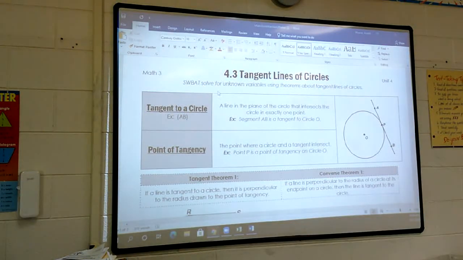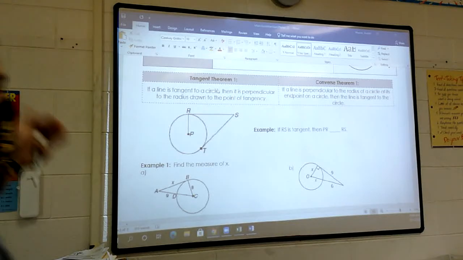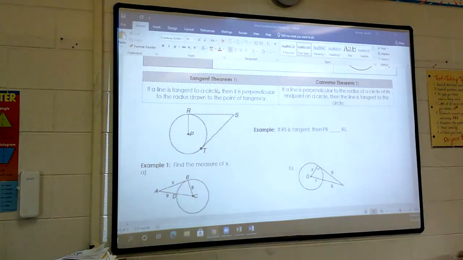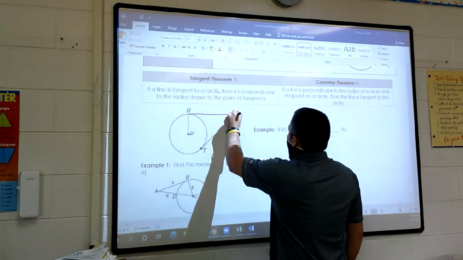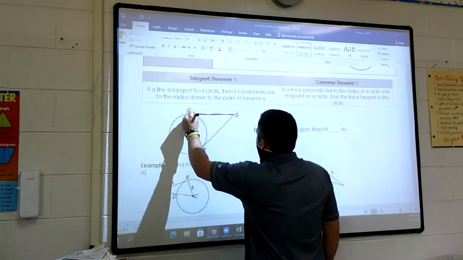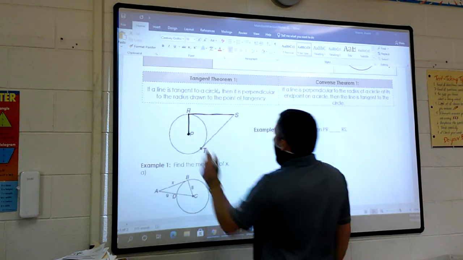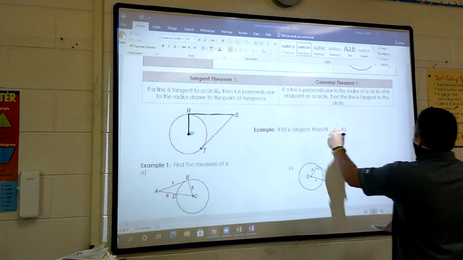As we move down, the first thing we have is a theorem to talk about. A theorem, again, is just something that we know is true, but we're showing how we know it. So if a line is tangent to a circle, then it is perpendicular to the radius. An example of that is right here. The line RS is tangent to the circle, which means it is perpendicular right here, makes a 90-degree angle to the radius from P to R. So PR and RS are perpendicular.